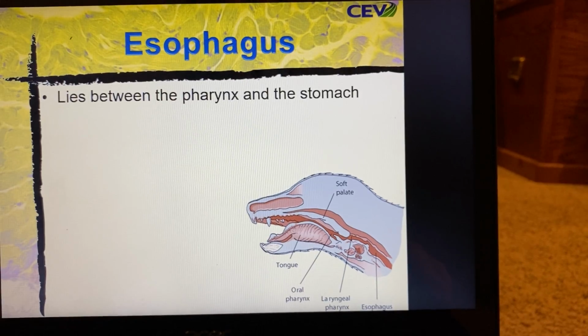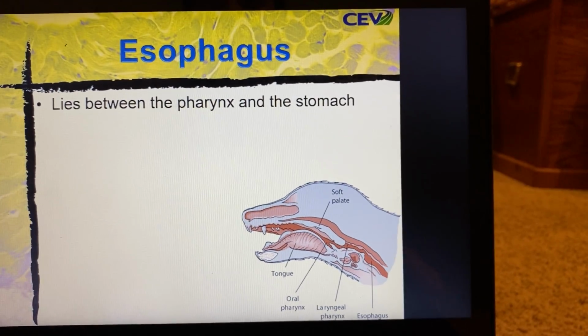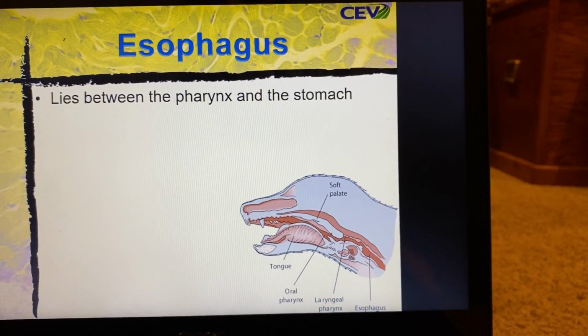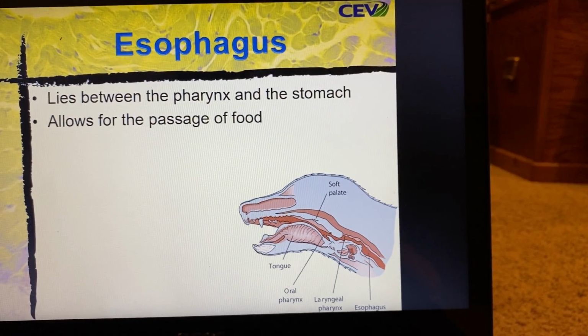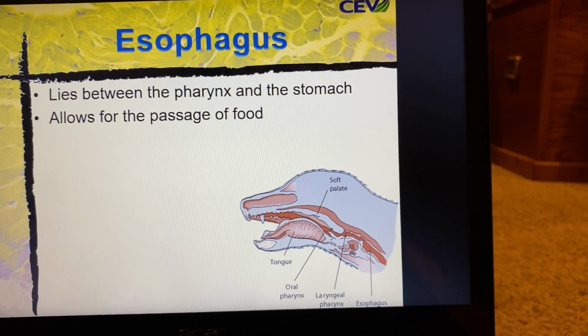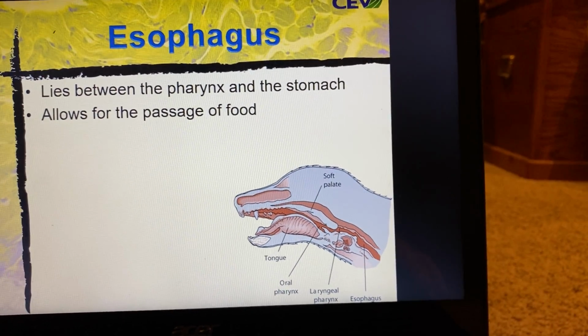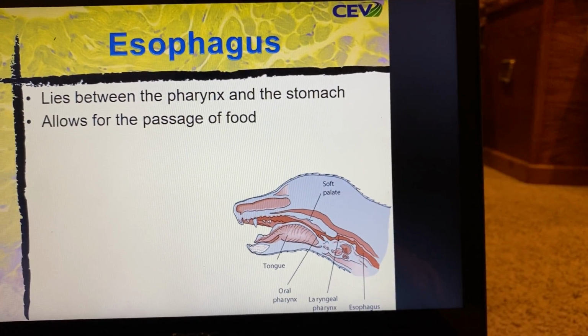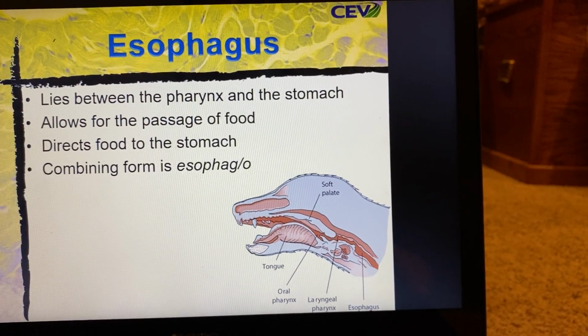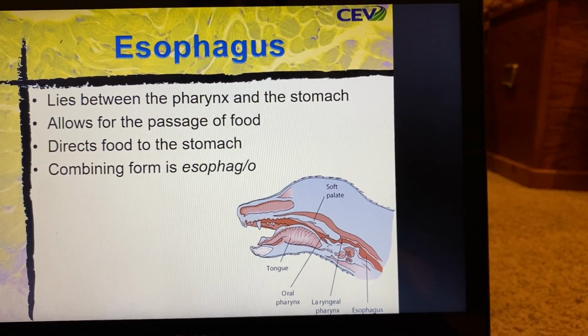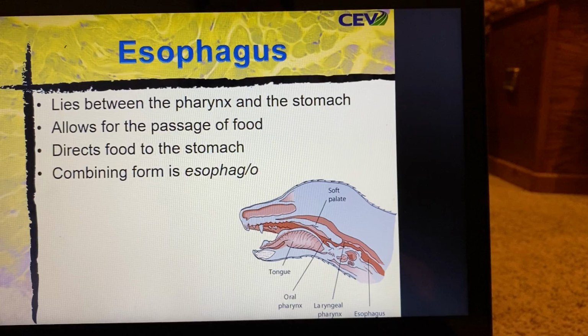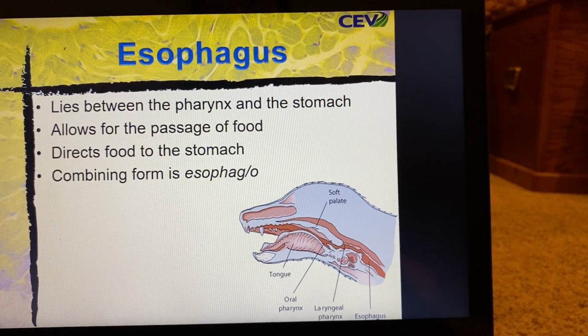Our esophagus. Our esophagus is after the pharynx and before the stomach. It's just a tube that your food slides down. We'll talk more about that, but it's just a connection. It directs that food right to the stomach, and our combining form is pretty easy here too. Esophago.